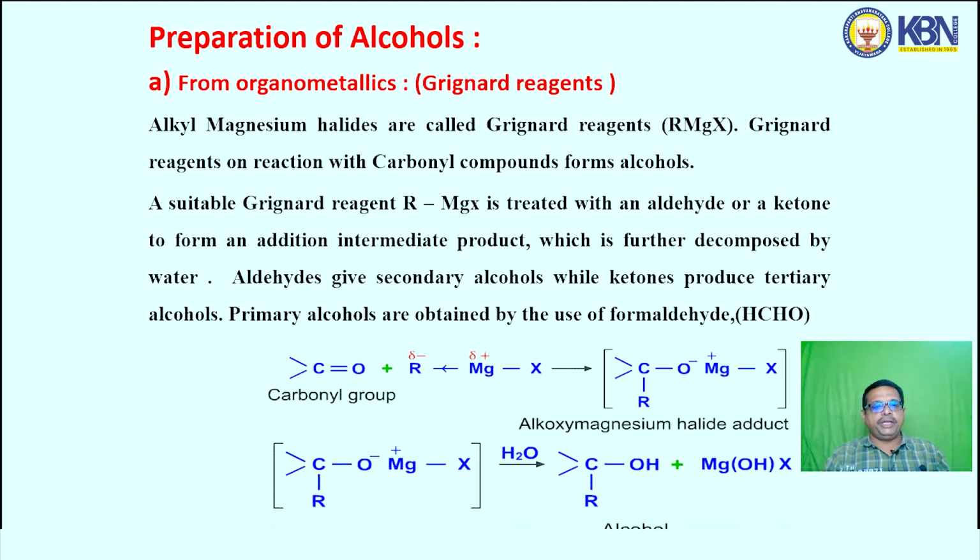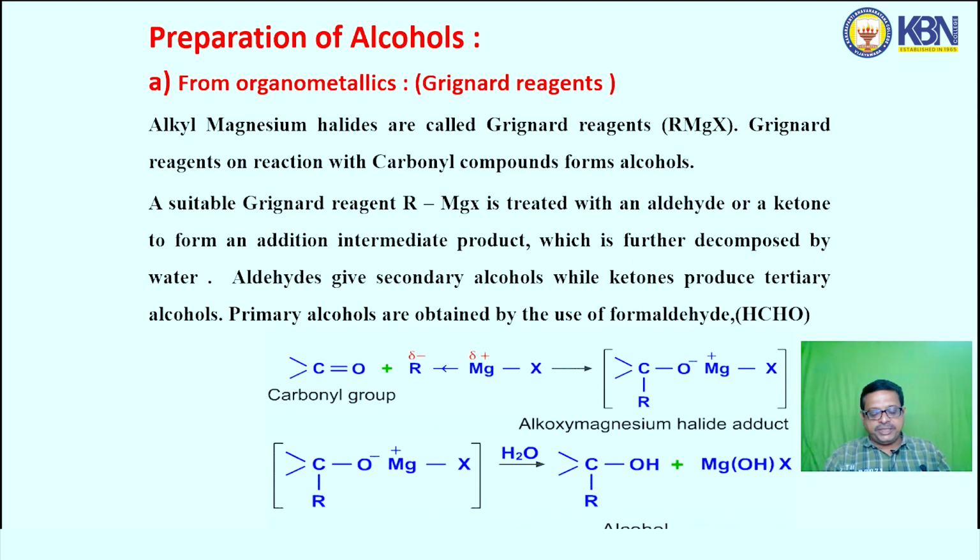The next one is preparation methods of alcohols. We have several methods for preparing alcohols. The first one is from organometallics or organometallic compounds.